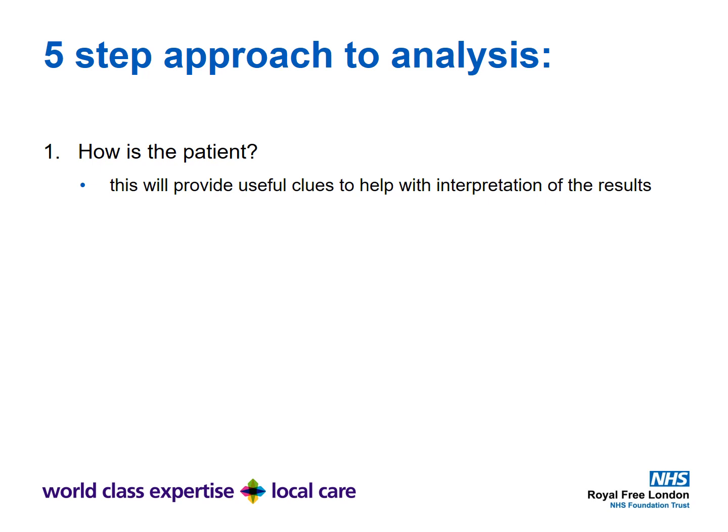So, a 5-step approach to analysis. The first thing to ask is, how is the patient? You want to get any medical history, whether there's any chronic respiratory disease or chronic kidney disease, and of course what their presenting problem is, and this will give you useful clues to help with the interpretation of the results.